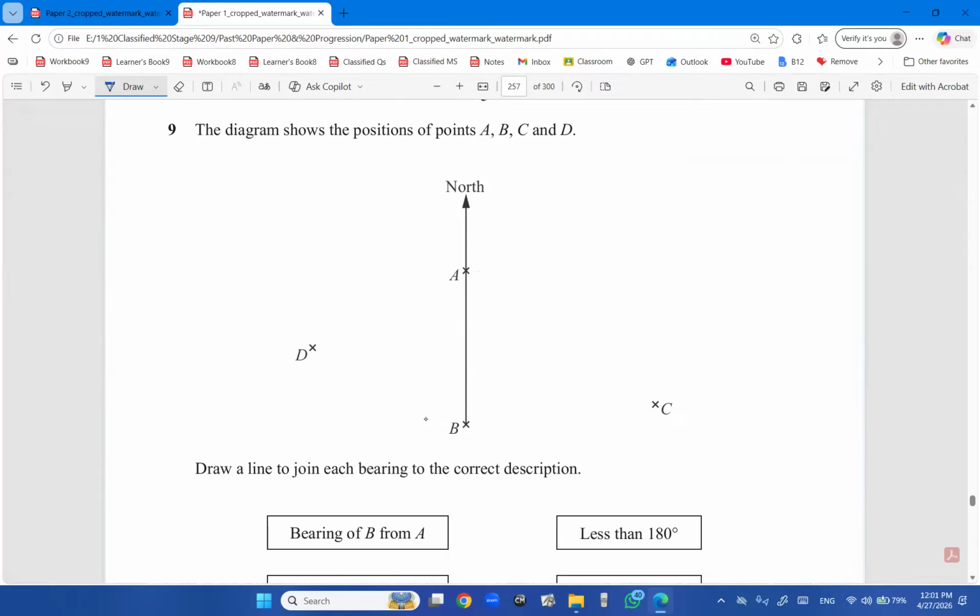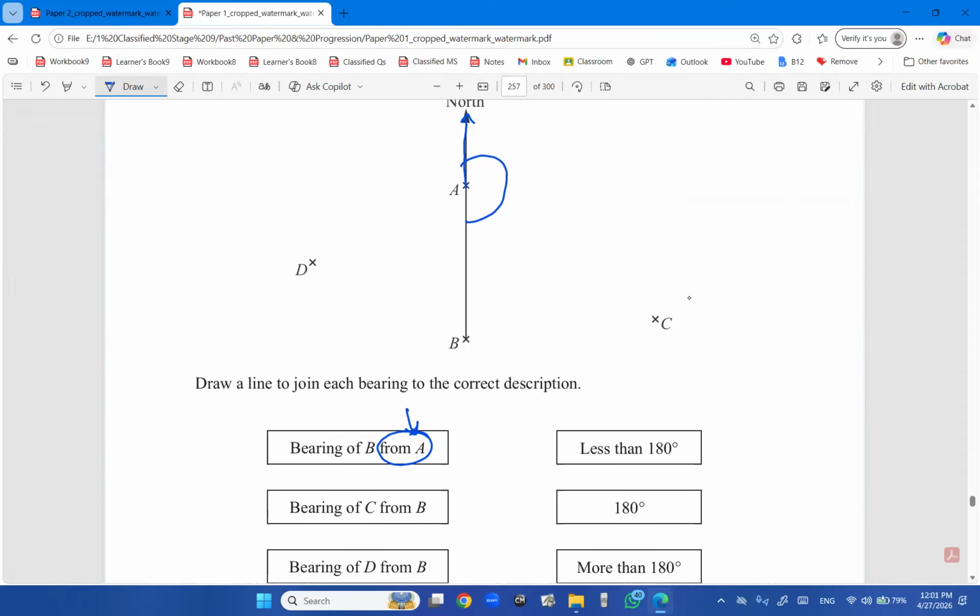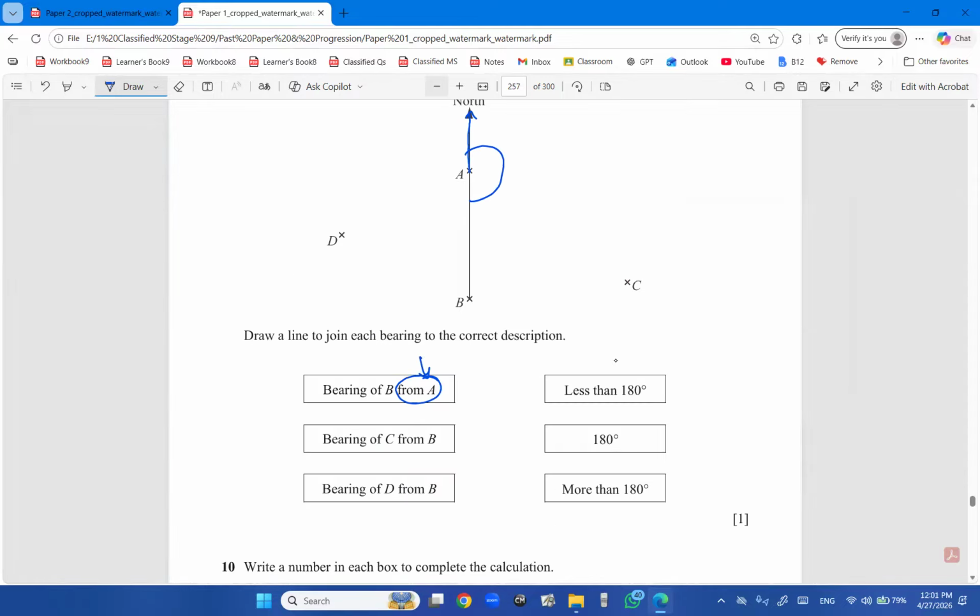If you remember the bearing, I must draw north from A, because they said from A. Done, mister, I drew north from A. Then you must measure the bearing clockwise. They wanted the bearing of B, so I'm going to stop over here. This is 180 degrees exactly.